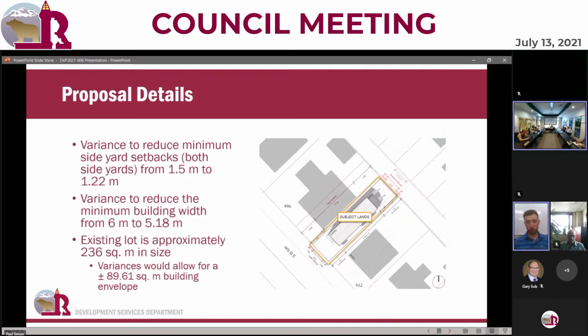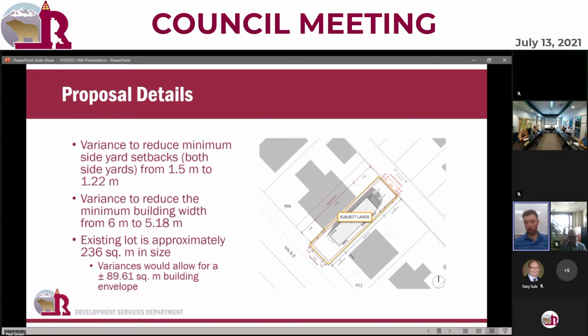So getting into some details of the proposal now, the variance is again looking to reduce both minimum side yard setback requirements. So the minimum side yard setback requirement is 1.5 meters. The applicant is seeking to vary it from 1.5 to 1.22 meters. In addition, to allow for a building to be constructed on this historic narrow lot, they are looking for a variance to reduce the minimum building width from what the requirement is, which is 6 meters, down to 5.18 meters. The existing lot is about 236 square meters in size, so it's not a very large lot. And with these variances, it would allow for about a 90 square meter building envelope.